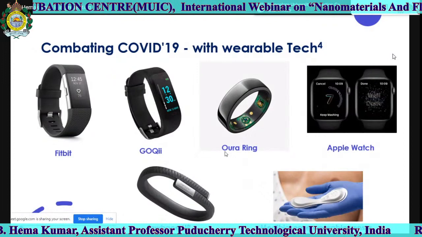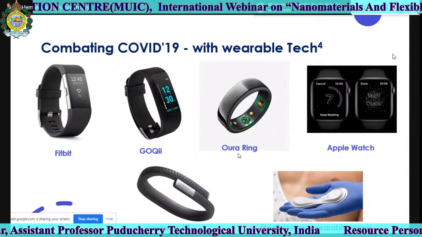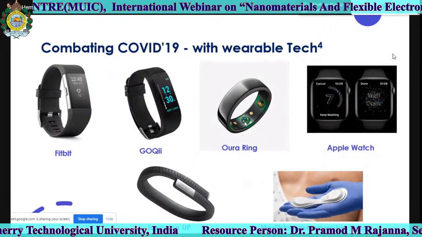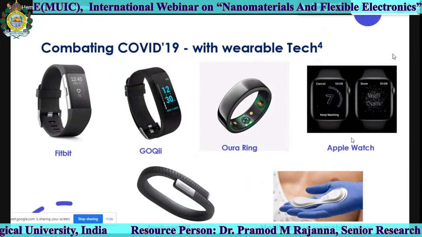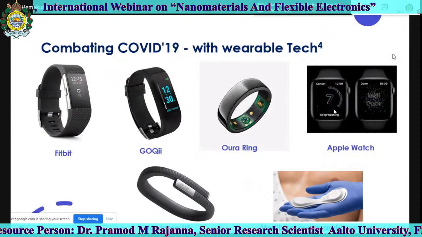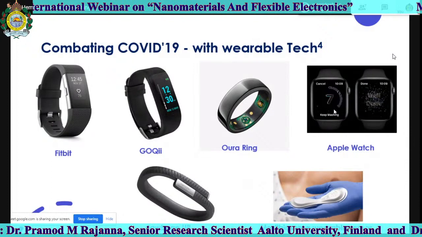Then you have the Cora Ring, which is also now getting into identifying COVID-19 phenomena. Basically, the Cora Ring is for sleep pattern studies. Currently they are also focusing on health monitoring for COVID-19. And this is the Apple Watch. All of you know about the Apple Watch. The interesting thing in COVID-19 is that they have introduced a hand wash detection system. There will be a preset timer for 20 seconds. It will detect your motion, whether you are washing your hands perfectly or not. That's the Apple Watch, which does the job.